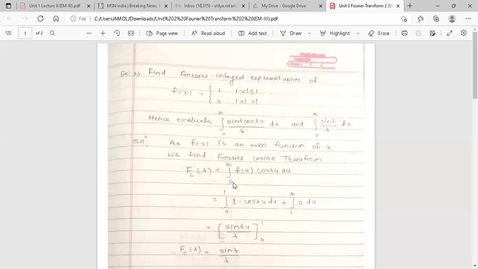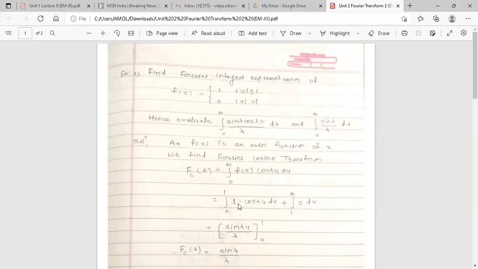So 1 is the point of discontinuity, so the integration will split into 0 to 1 and then 1 to infinity. Now in between 0 to 1, when x is less than or equal to 1, the function value is 1. So replace f of u by 1 into cos lambda u du plus. Now from 1 to infinity, when x is greater than 1 up to infinity, the function is 0. So the second integral is 0.